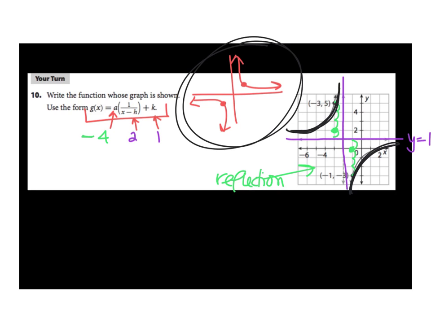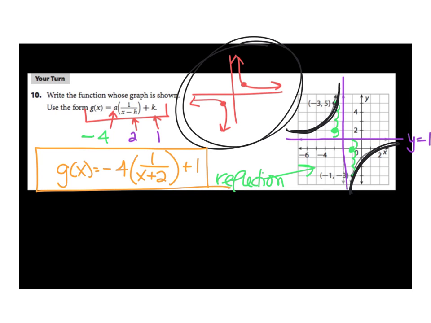So if we put all of that together to write our new function, g of x equals -4, 1 over x. Remember that was positive 2 because we have to think opposite, and then plus 1. And there you go. There's your function. So that's all we have for today. Tomorrow we will kind of pull all this together and do some more problems together so that you're ready for your test.